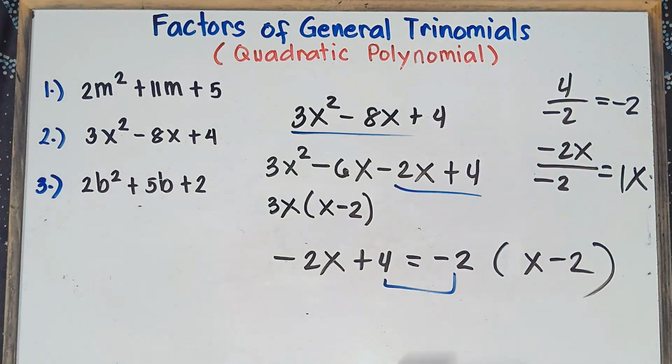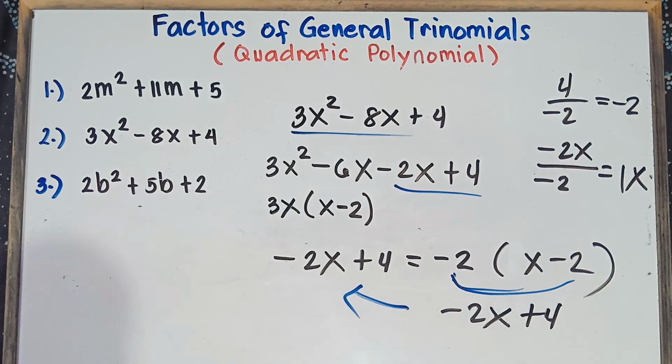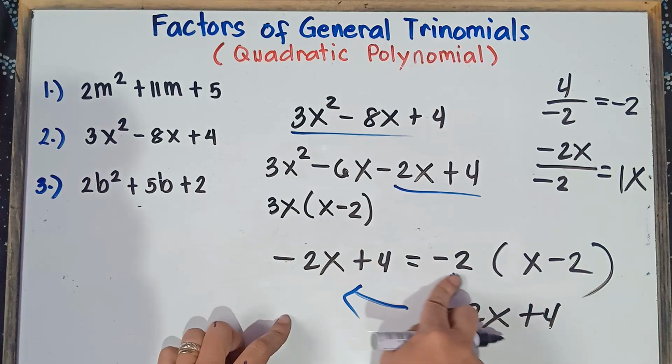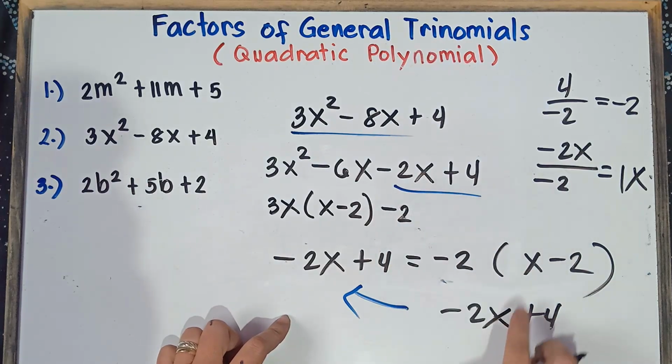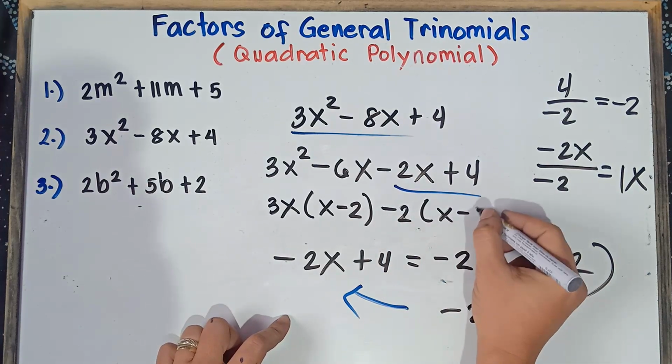Close parenthesis. Almost done, class. Simply multiply this one. Negative 2 times x is negative 2x. Negative 2 times negative 2 is positive 4. Yup, you will have the same answer. So this will be our factors. We have negative 2, simply copy x minus 2.